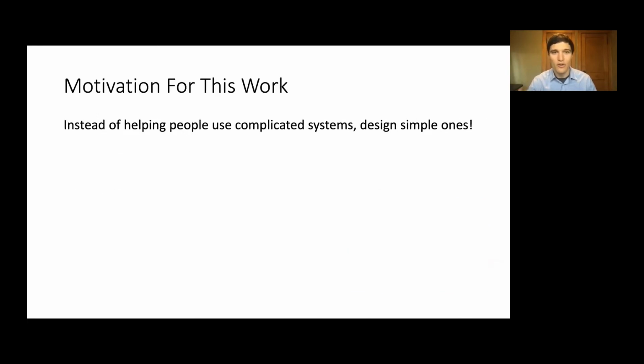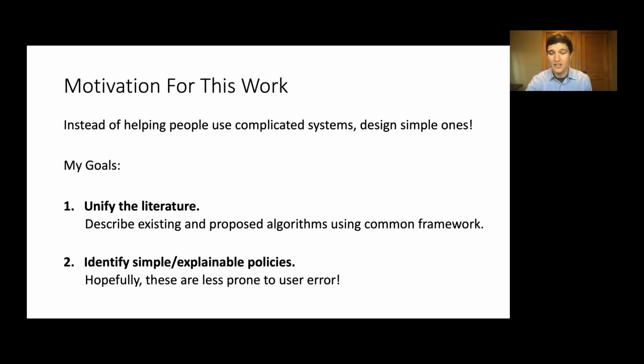And so the sort of motivation for this work is, instead of helping people use complicated systems, ideally, we would help them design simple systems that sort of achieve their main goals, but that they can understand and modify on their own without help from academic consultants. Okay, so that's the goal. The challenge, of course, is saying, what do I mean by a simple system? And I don't think there's a universal answer to this, right? So that's what I'm hoping to do. And so in addition to identifying what I'm going to call explainable policies, I'm also hoping to do some unification of the literature.